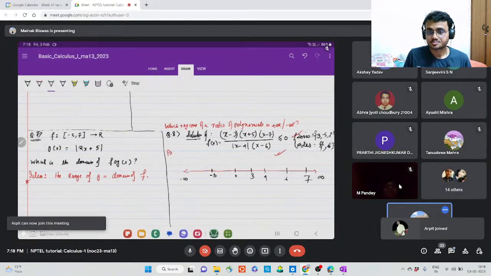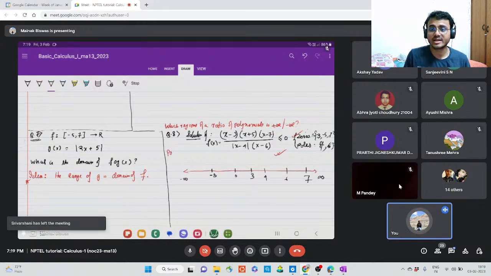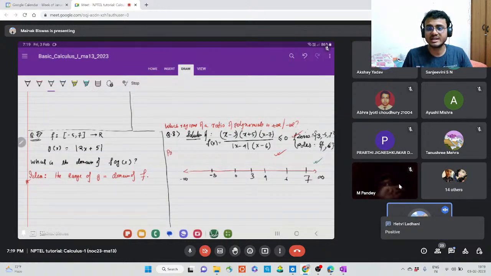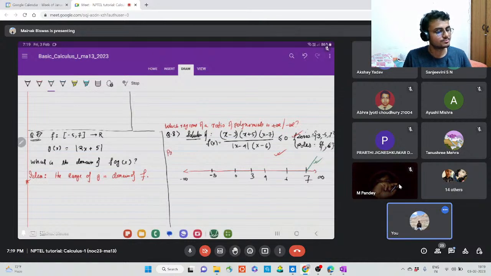So what do we do now? Any number greater than 7, is it positive or negative? This is very simple. It's the largest number. Correct. The right end will always be positive, right? It's the greatest number, so it's positive. At 7, will there be a sign change? No, sir. Why? I told you there will always be a sign change when you have an odd power.